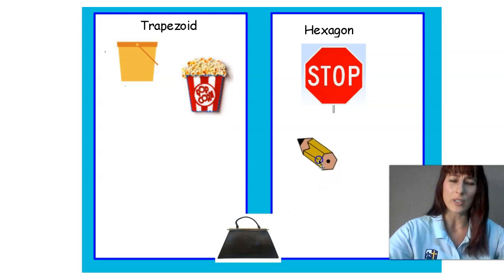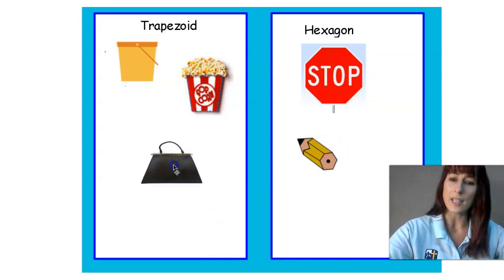And here you have a pencil. You see the edge of a pencil? It has a shape of a hexagon, 6 sides. And this is a purse that has a shape of a trapezoid, 4 sides.